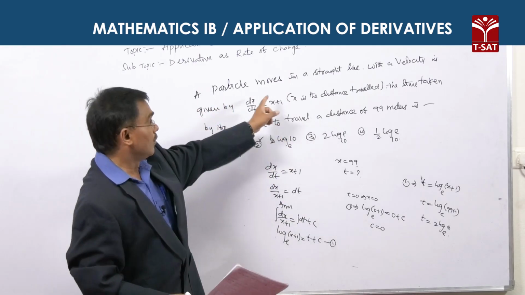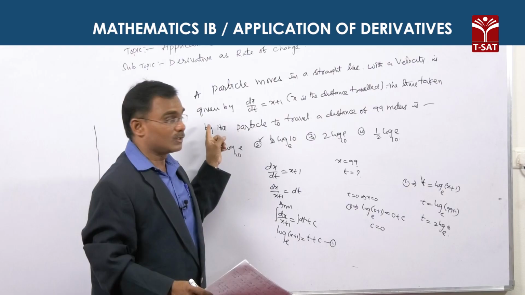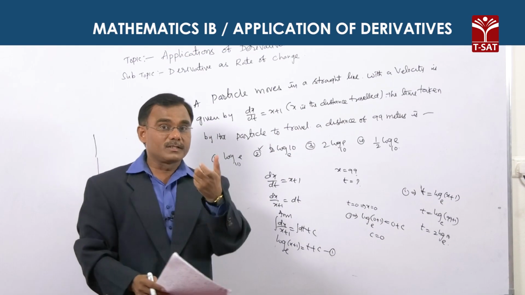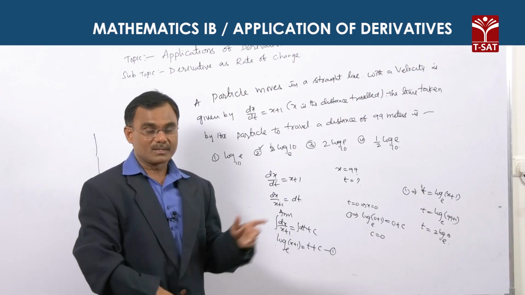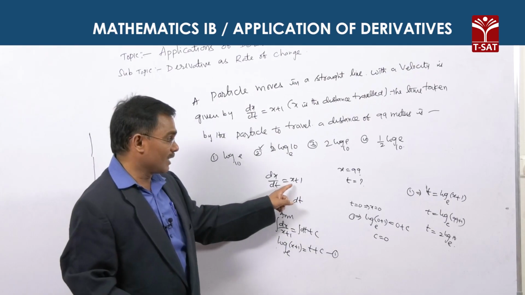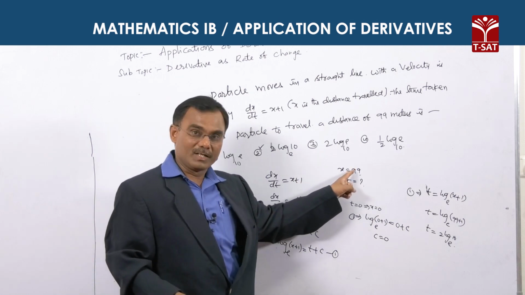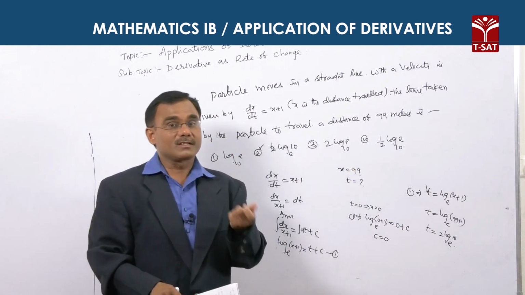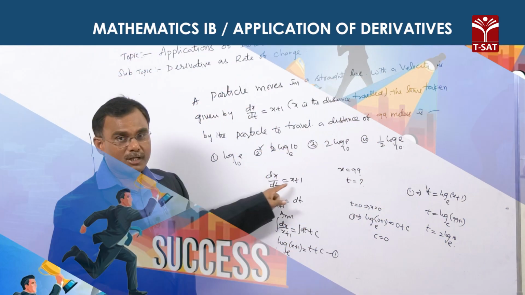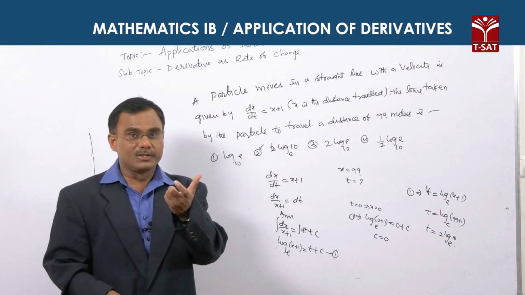So the particle moves in a straight line with the velocity given. At what time does the particle move 99 meters? The velocity equation is dx by dt equal to x plus 1, and x is 99 meters. This is the relation between time and the traveling distance.